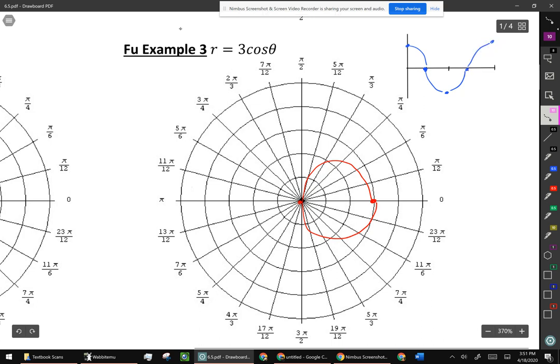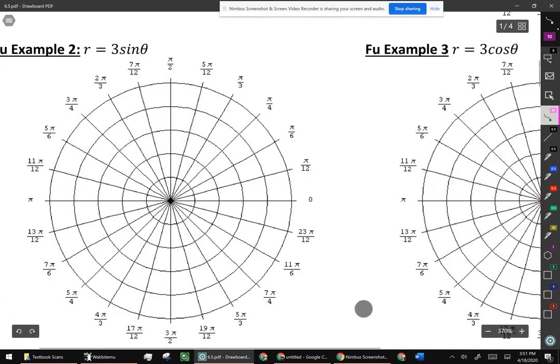This is quadrant 4 from 0 to 3 units away. So here's 0, and slowly I'll go 3 units away. But this time I'm actually in quadrant 4. I don't draw it in quadrant 2 because this is positive. So what has happened is this is what I draw in quadrant 1. This is what I draw in quadrant 2. This is what I draw in quadrant 3. And this is what I draw in quadrant 4. And that's how 3 cosine theta ends up being drawn as a polar graph.